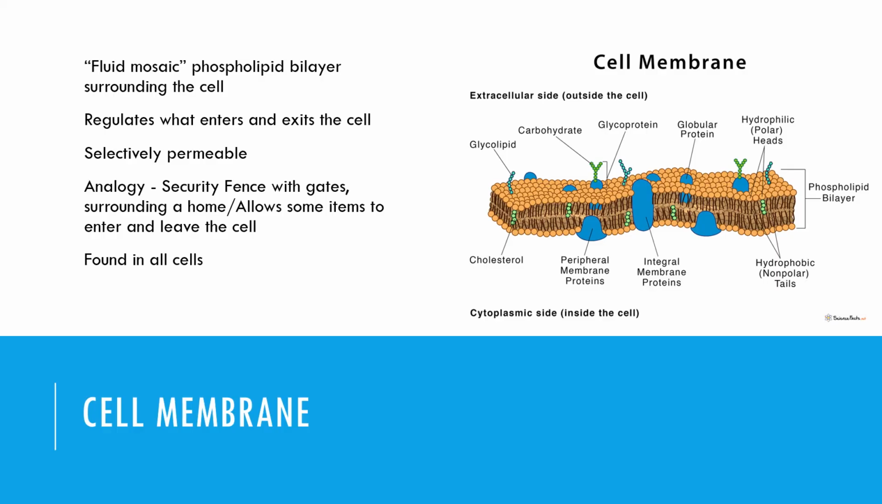The cell membrane is incredibly important because it regulates what enters and leaves the cell. Because it will only allow certain substances to pass through, we describe the cell membrane as being selectively permeable. If we were to think of an analogy of the cell membrane, we could compare it to a security fence with gates surrounding a home. And this is because it has specific points of entry for certain molecules. We will find the cell membrane in all cells.